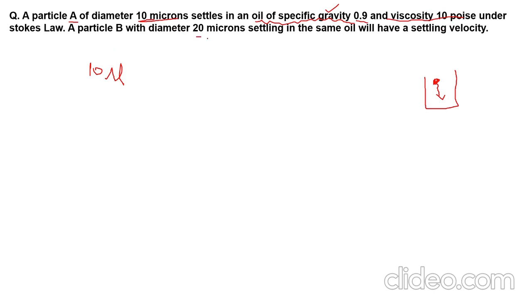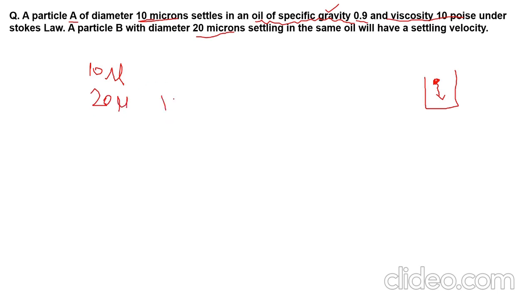A particle B with diameter 20 microns settling in the same oil will have a settling velocity. So you have to calculate what will be the settling velocity for a particle which is settling with a higher diameter. So you have two particle diameters. One is 10 micrometer and the other is 20 microns.